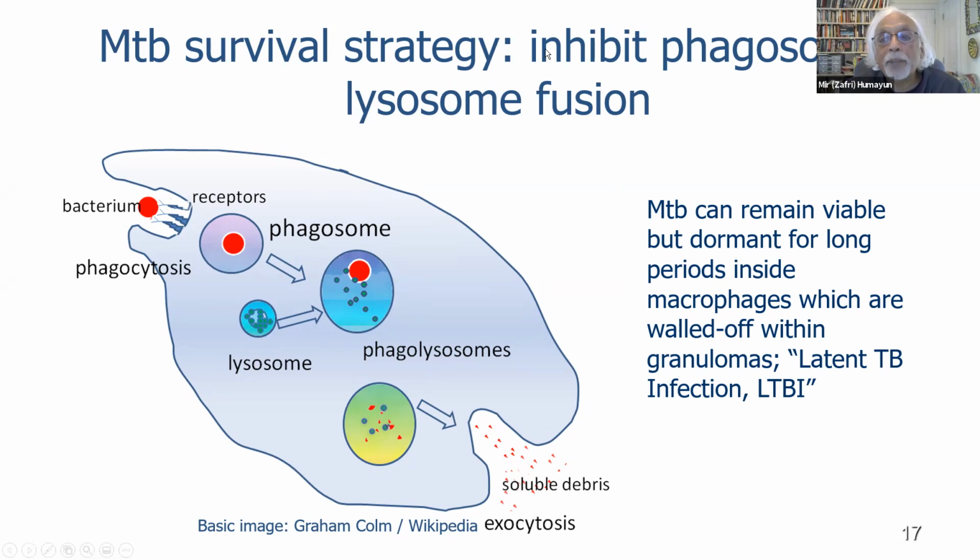So MTB blocks this process. This fusion is blocked by MTB. As a result, the bacterium, even though it's contained within a phagosome, is not killed. This is believed to be a major mechanism by which MTB survives and ultimately leads to disease.